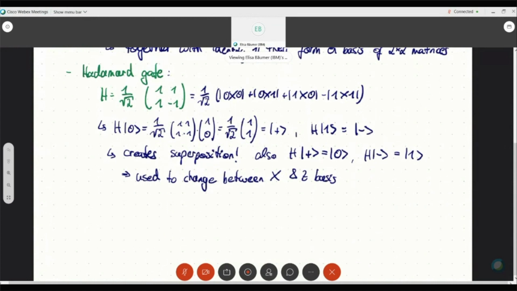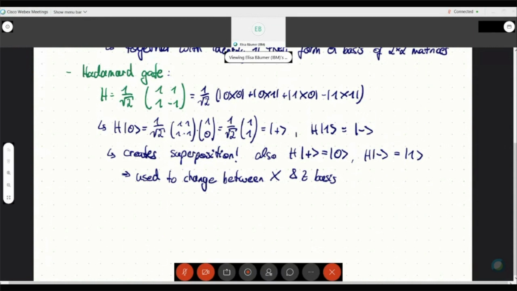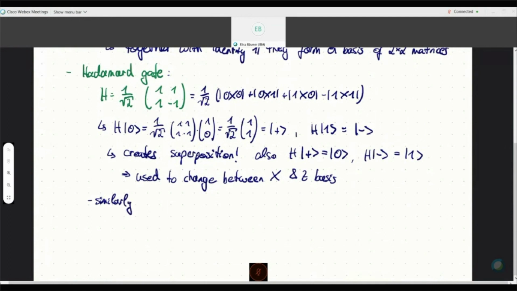And in a similar way, we have the gate S. So this is now the last single qubit gate I will show you. It's similar to the Z gate, but instead of a -1, we have the i here. So basically, if we apply S twice, we will get the Z gate.